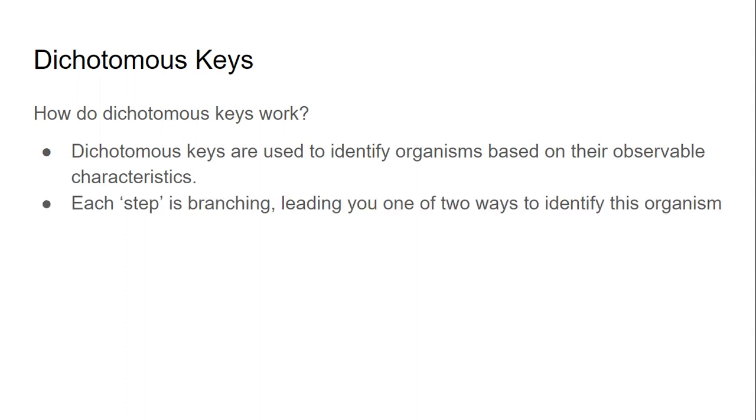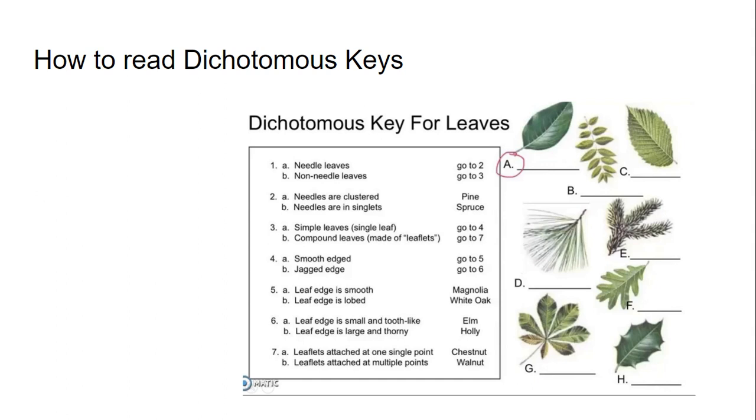Each step is going to be branching, leading you to one of two ways to identify this organism. And we'll see this here in just a moment. It's kind of like a choose your own adventure book. Depending upon what kind of organism you have in front of you, it could lead you to completely different ways. So, how do we actually read a dichotomous key?